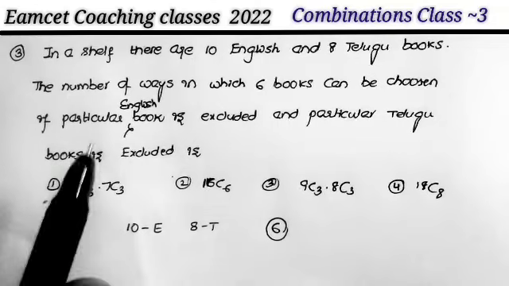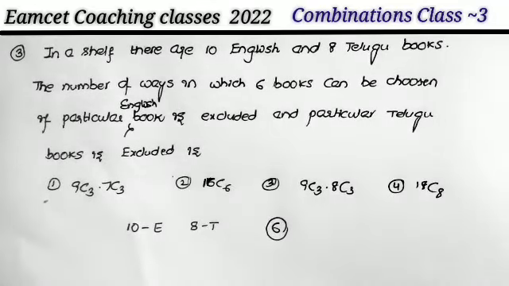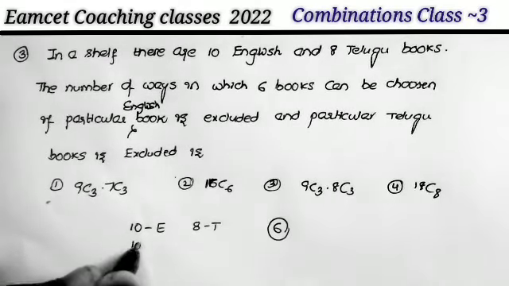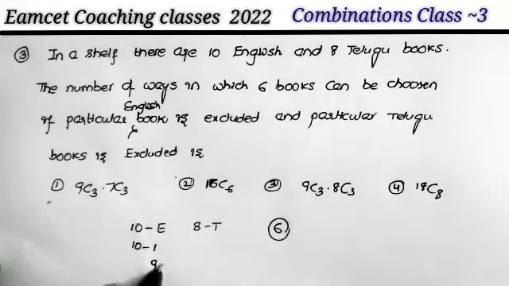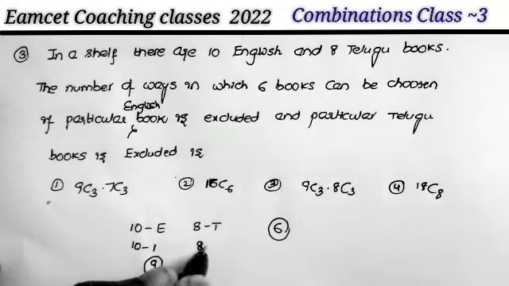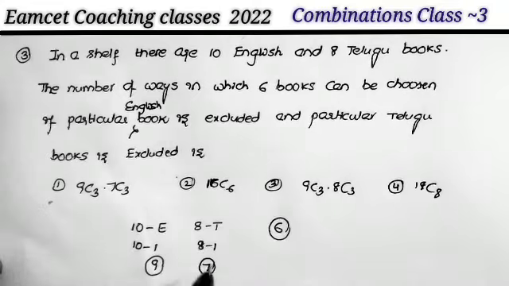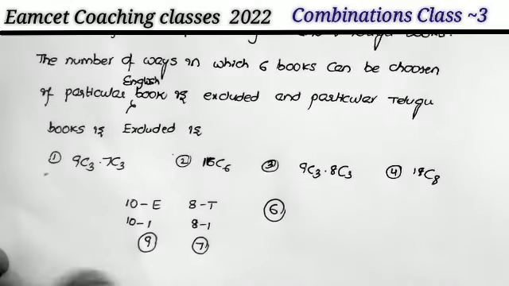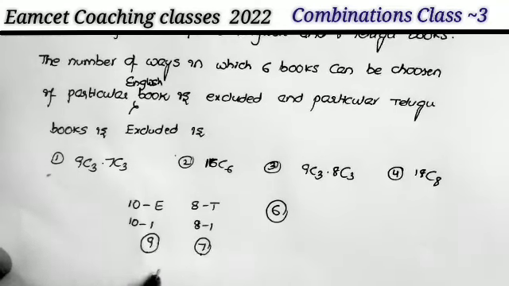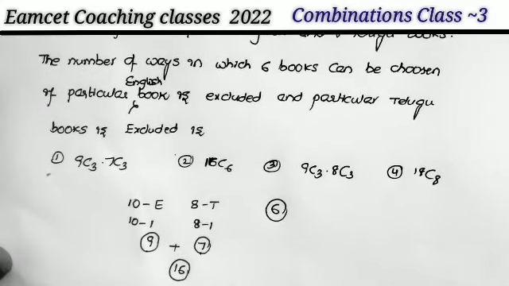What is the condition given? A particular English book is excluded, and a particular Telugu book is excluded. That is, we don't take one particular English book, so subtract that book first, and then the remaining is only 9. And here also we don't take one particular Telugu book, so subtract that one also, and we get the remaining as only 7. That is, the books left are 9 English and 7 Telugu, that is 9 plus 7. Now we have to make the selection from these 16 books only.